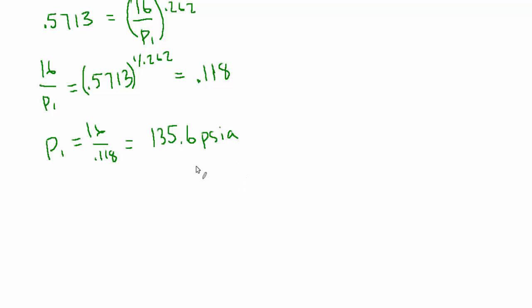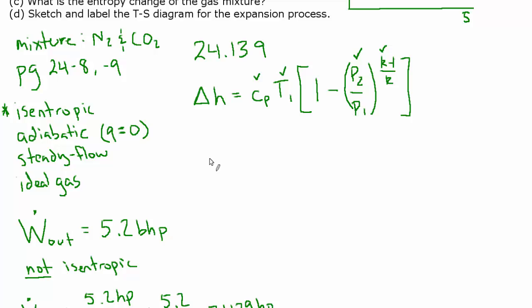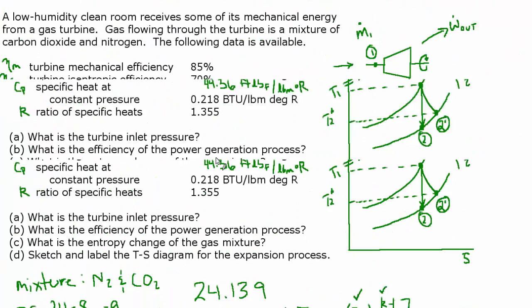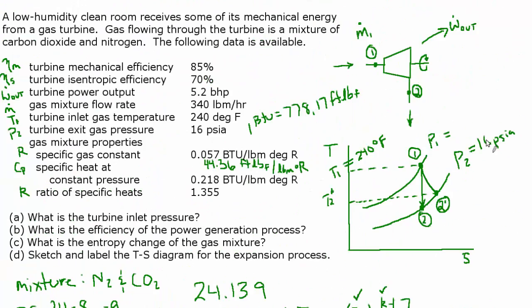Now let's sense check that answer. Is that a reasonable pressure at the inlet of the turbine? What was it? 135.6. Well, it's considerably higher than P2, so it makes sense that if it went through an expansion process, P1 would be 135.6, so I'll buy it. And that takes care of this guy.